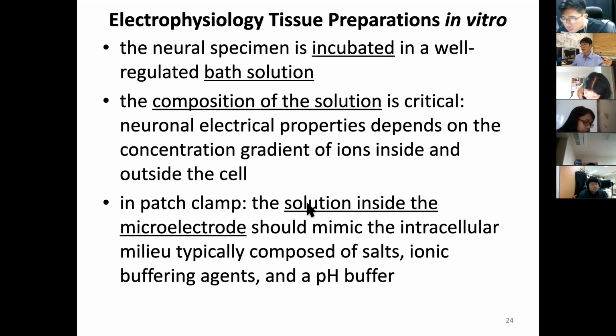And in patch clamp, the solution inside the microelectrode should mimic the intracellular milieu, typically composed of salt. You know, we have to mimic, maybe not completely, but as much as possible the inside of the cell, the cytosol. So salt, ionic buffering agent, and a pH buffer.